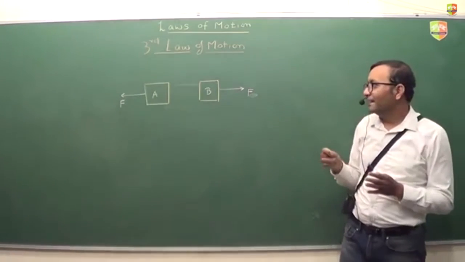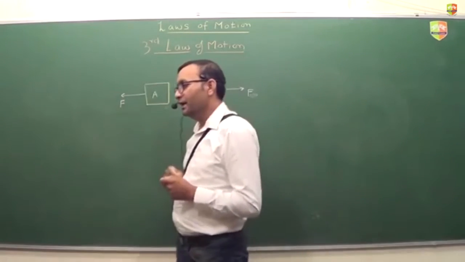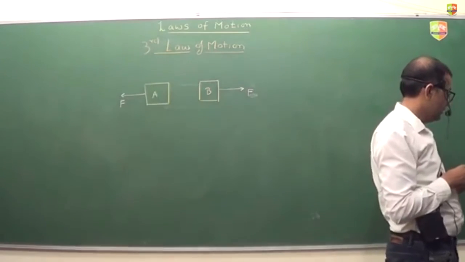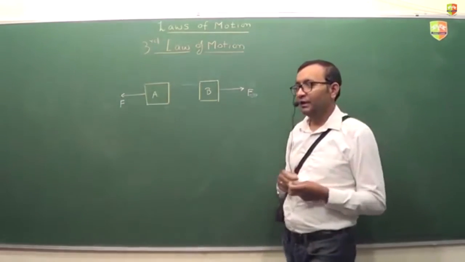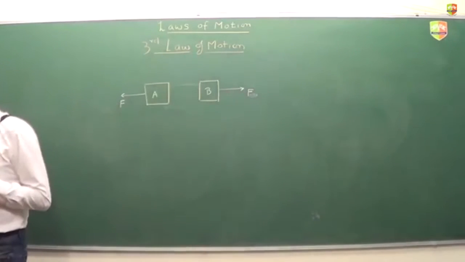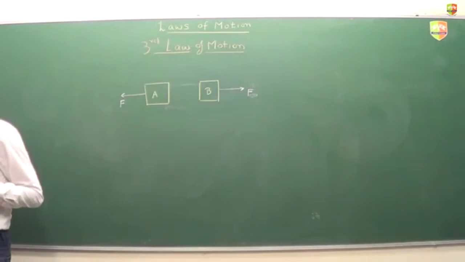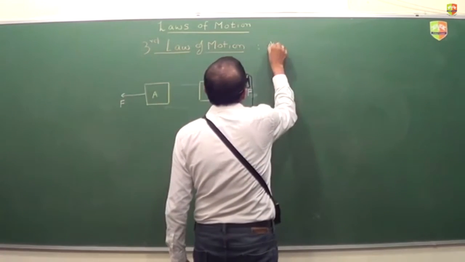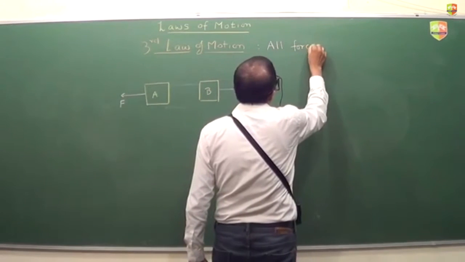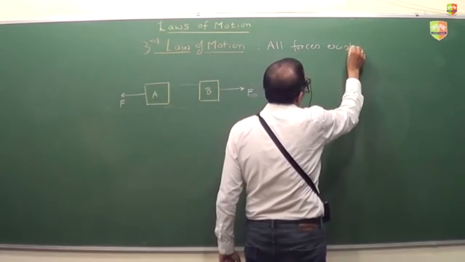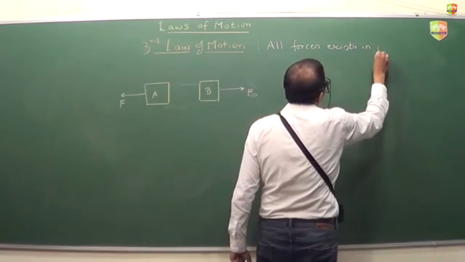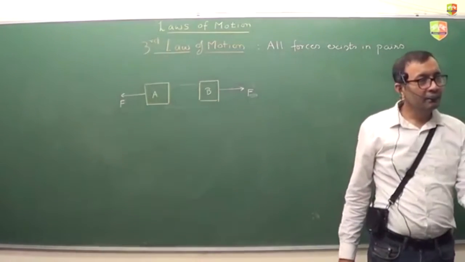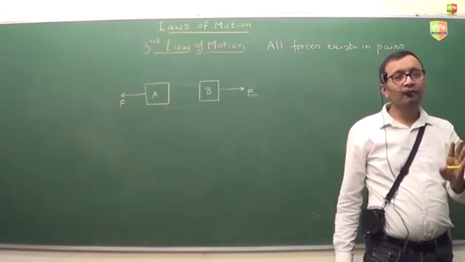So another way you can state the third law of motion, write down: all the forces exist in pairs. All the forces exist in pairs. Getting it? There's a pair for every force.